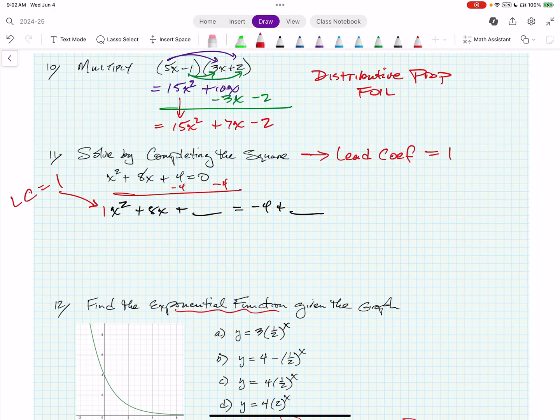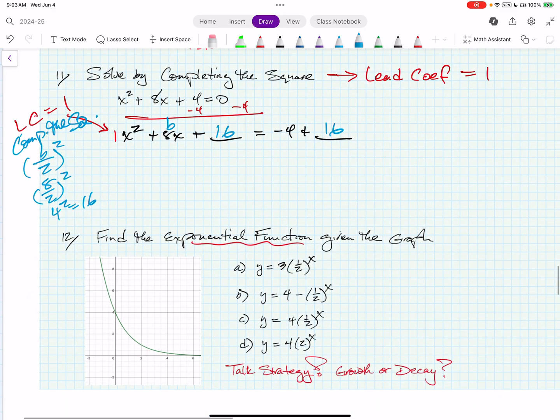So to complete the square, you're going to take your B value. B is 8 here. And you're going to take B divided by 2 and square it. So 8 divided by 2 squared is equal to 4 squared, or 16. So you're going to add 16 to both sides. Okay, this is called completing the square. You always take B, which is your middle coefficient, which is 8, divided by 2 and square it, and then add it to both sides. Okay, so let's do that.